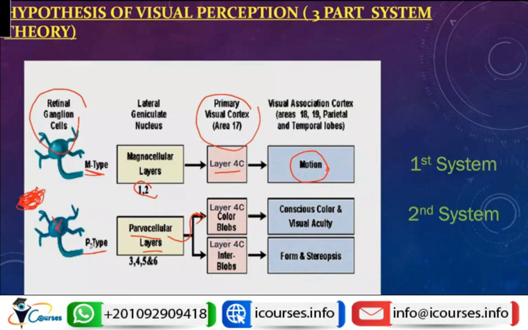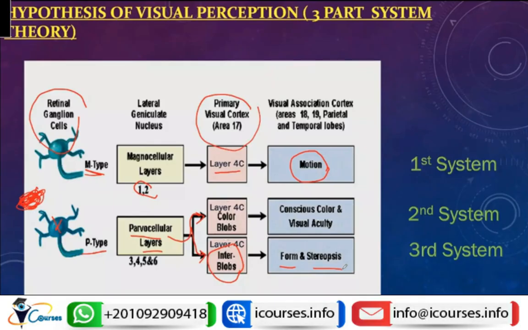And the third system is also involved with the P type cells, which give impulses to the parvocellular layers 3 to 6, but pass through layer 4C into the interblobs, or the areas between the blobs. This is responsible for form, shape, texture and stereopsis, and this is called the third system.